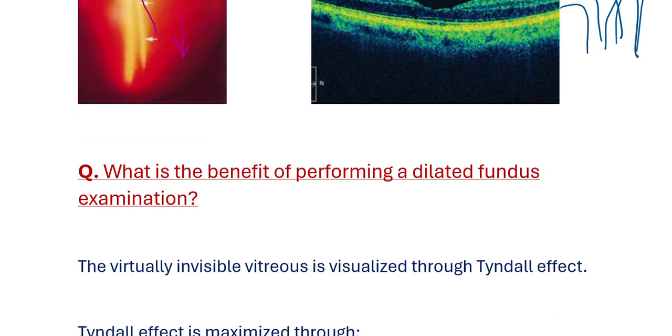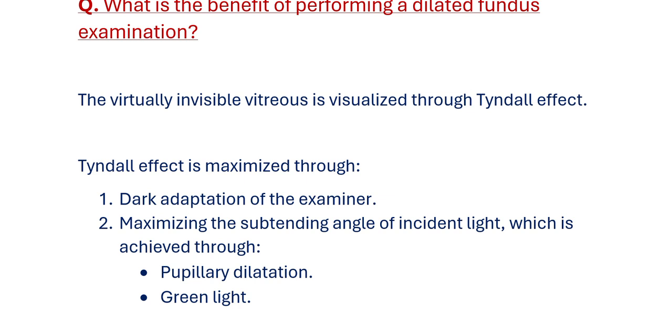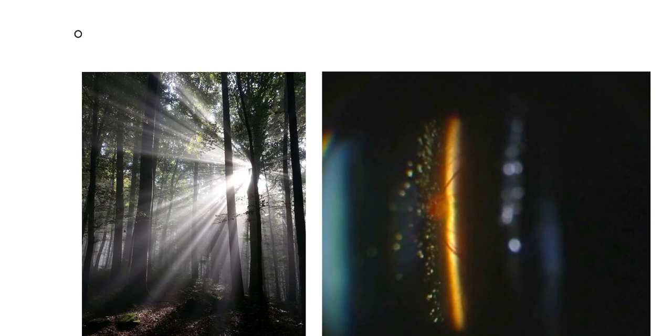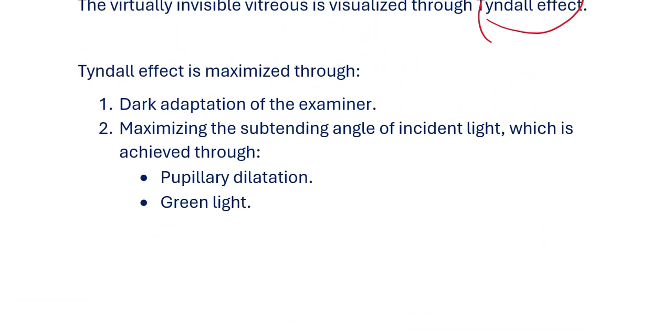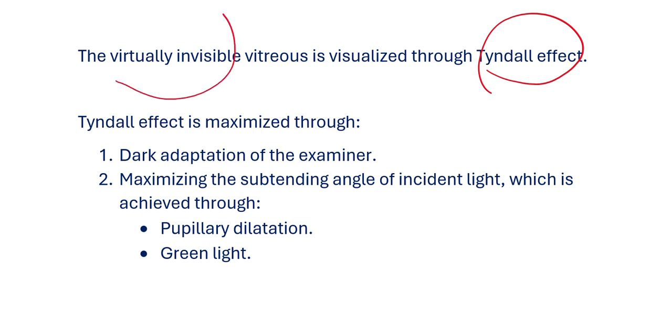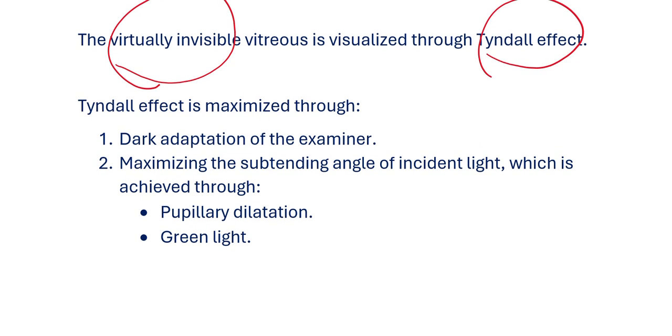So the vitreous is examined through what's called a Tyndall effect. Tyndall effect simply means scattering of light through opacified particles in the media. The vitreous is intended to be a virtually invisible vitreous, but a vitreoretinal surgeon should not look through the vitreous, but should look at the vitreous. There are some techniques to maximize the Tyndall effect.